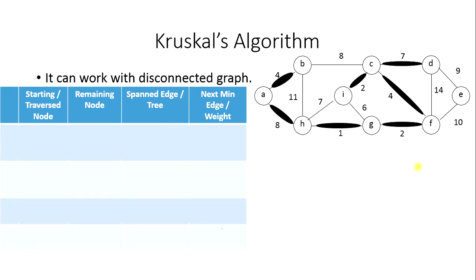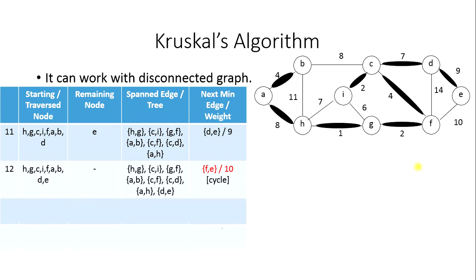Moving on, DE is our next edge. After that, the next edge is 10, but we cannot select EF because it forms a cycle. Similarly, we cannot select BH because it forms a cycle, and we cannot select DF because it makes a cycle. So we have traversed our entire graph and we have formed a minimum spanning tree from Kruskal's algorithm.